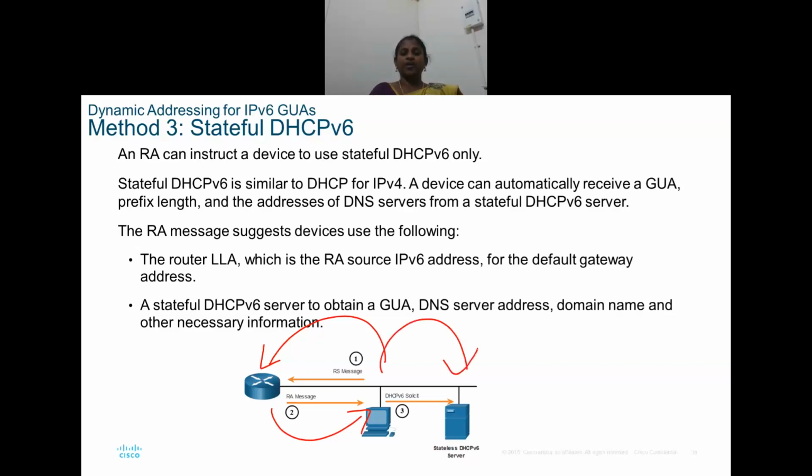Now it contacts the DHCP server, and the DHCP server gives all the information related to the IP address assignment. So you obtain the GUA, DNS, domain name, and all necessary information from DHCPv6. These are the three methods. SLAAC is where everything you want for the IP configuration you get from the router. SLAAC and stateless DHCP is where a short piece of information, the prefix alone, you get from the router, and the rest you get from the DHCP. And stateful is where everything you get from the DHCP, right?